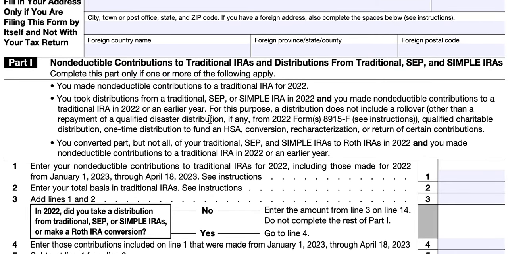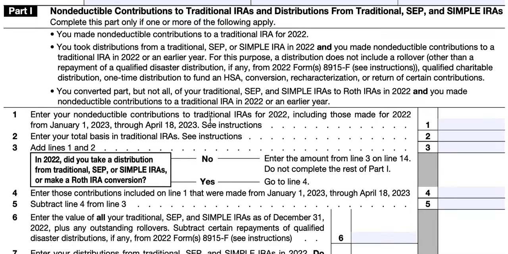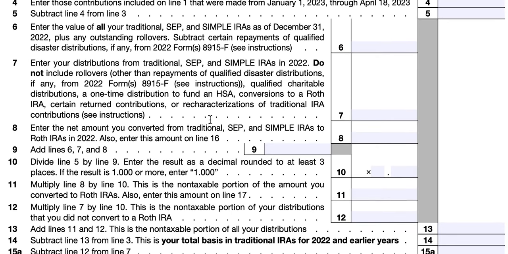So then, before you answer any other questions, it will ask you, did you take a distribution or make a Roth conversion in the tax year? If not, then you simply take the amount from line 3 and carry it all the way down to line 14, which is almost at the bottom of the tax form, not quite.